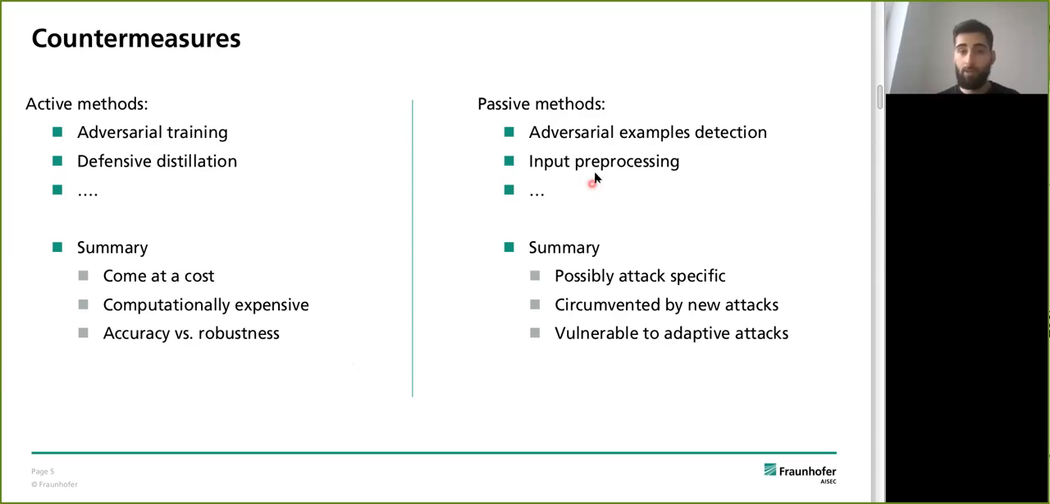On the right-hand side, we can see some examples of passive methods. The most prominent example is adversarial example detection, but those countermeasures are sometimes attack-specific and can often be circumvented by new and clever attacks, or of course by those adaptive attacks where the attacker knows the countermeasure. He can both attack the detector and the neural network, and then again can craft adversarial examples.